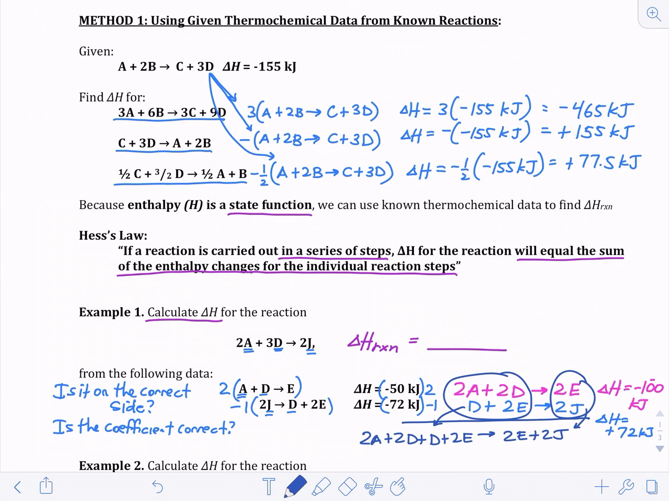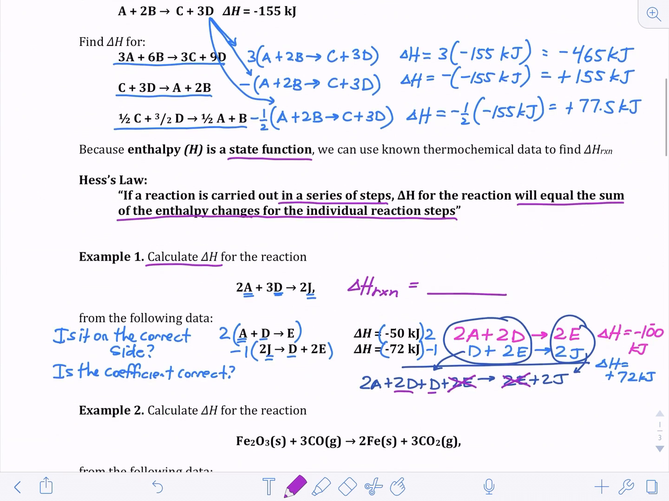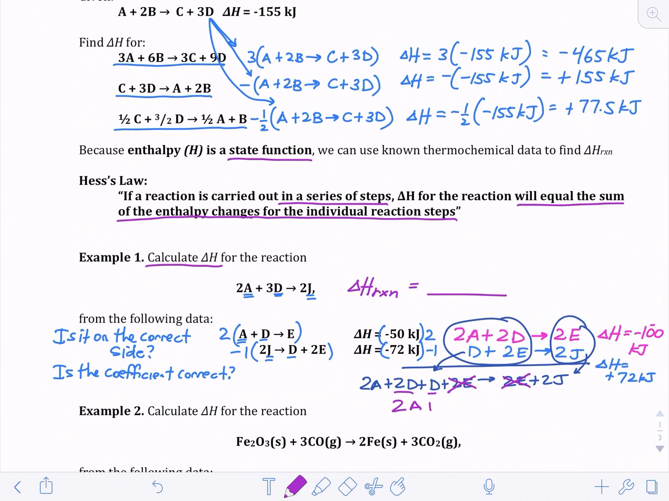Now I'm going to cancel out things that are exactly the same on both sides, if there are any. 2E and 2E, 2E on the left, 2E on the right. We just get rid of that. If they were different numbers on opposite sides, I would subtract them. Then we add together anything that's the same on the same side. I have 2D and a D. That's going to add together to give me 3D, which leaves me with 2A plus 3D gives me 2J.